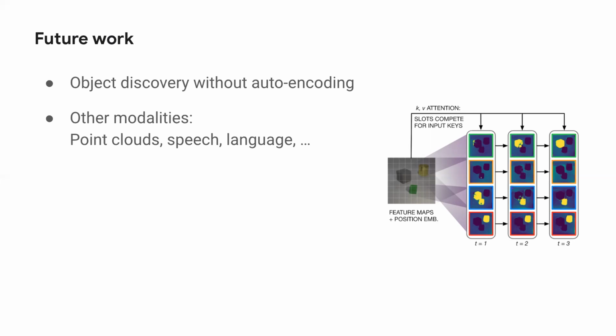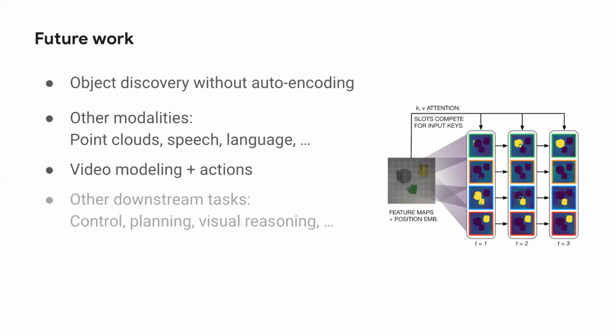It will be interesting to explore other modalities, in particular point clouds, since slot attention can also do this set to set. And as I said earlier, going to the video setting, incorporating actions and training it jointly with an RL agent. So also exploring different downstream tasks which go beyond simple classification or reconstruction, but rather do control, planning and reasoning, for example, by putting a graph neural network on top of the slots.